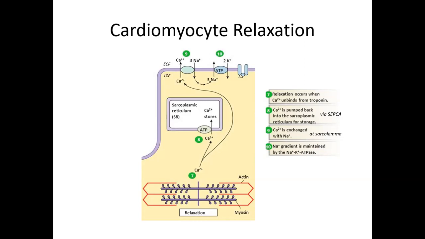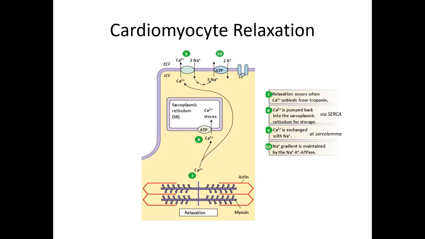Now, even after this, we still have elevated levels of calcium because remember, we had lots of calcium come in through those calcium channels. And so the extra calcium is going to go back to the plasma membrane where it is going to be exchanged with sodium. For every calcium with its +2 charge that exits, we're going to have 3 sodiums with their +1 charges enter.